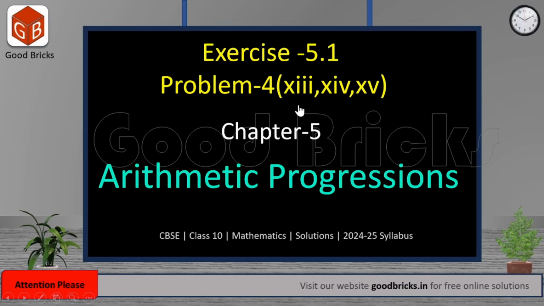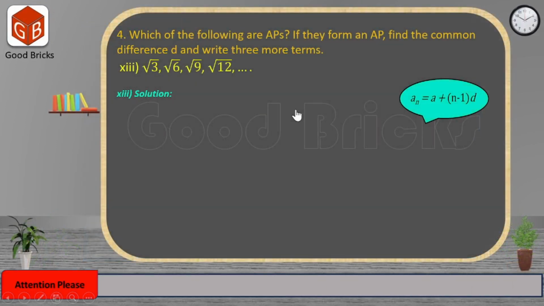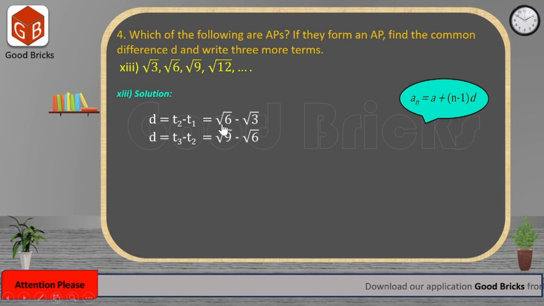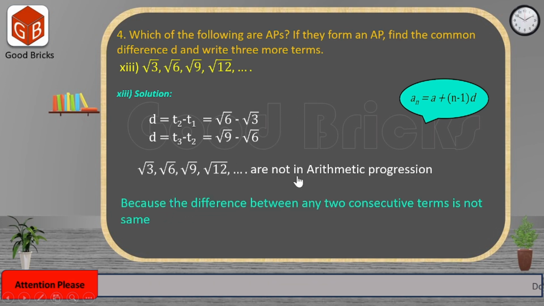Let us now solve the last bits, 13th, 14th, 15th bits of this problem 4 in this video. When you try to find the difference between consecutive terms, you will get root 6 minus root 3 for term 2 minus term 1, root 9 minus root 6 for term 3 minus term 2. Finally, there is no equal or common difference in the given series. That is the reason it is not forming an arithmetic progression.